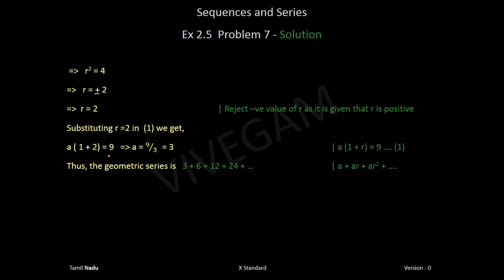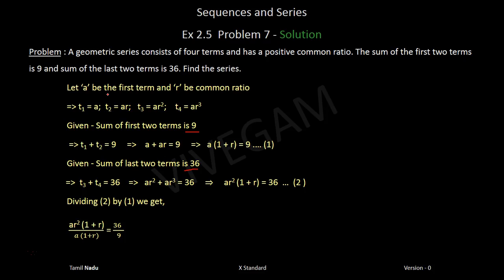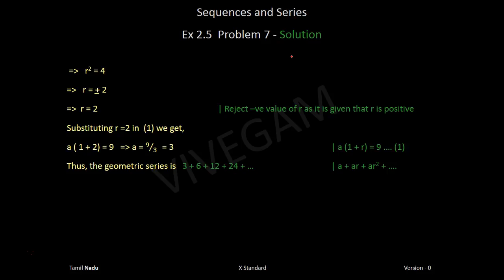So you will get R squared equal to 4, or R equal to plus or minus 2, and R equal to 2, because you cannot take minus 2, because it is told in the problem that the value of R is positive. It has a positive common ratio. Got it? So R equal to minus 2 is rejected. So we are taking R equal to 2.